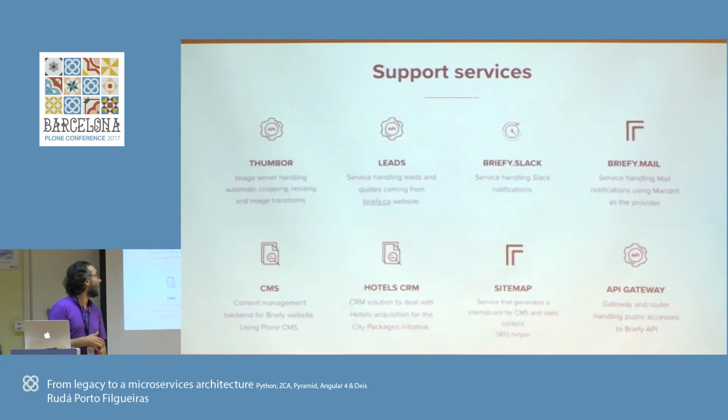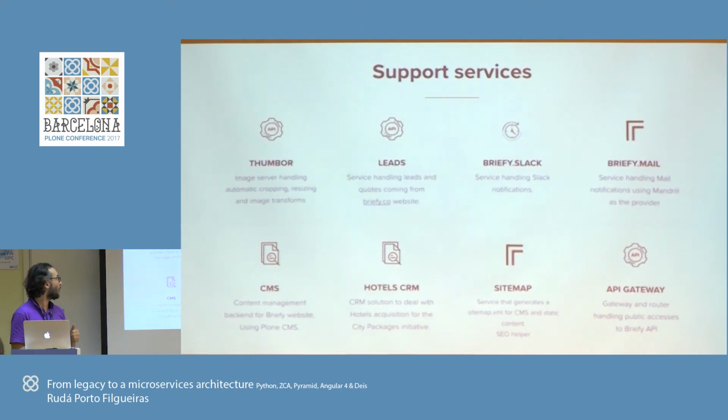We also created some support services. We used an image server for handling, that's Thumbor, an open source project. It's really a nice project to check because it's a general purpose tool to resize images and do smart cropping of images. You can apply filters and also use AI for automatic tagging and things like that. We have a tool for Slack, and another tool to integrate with mail, with Mandrill.